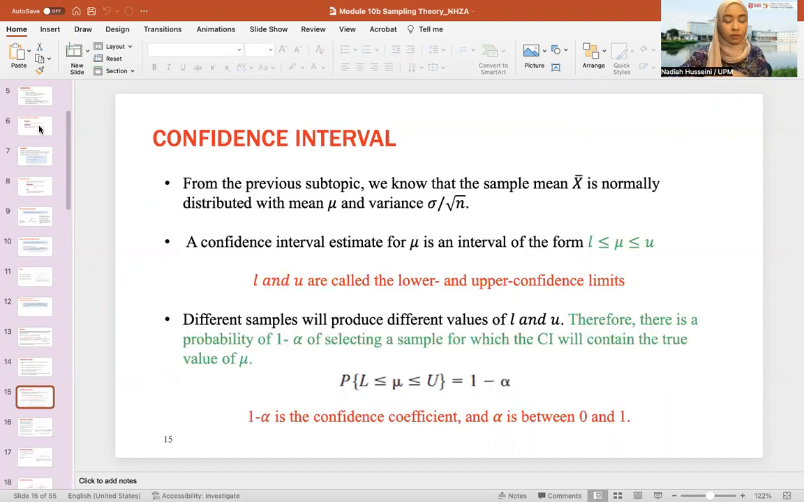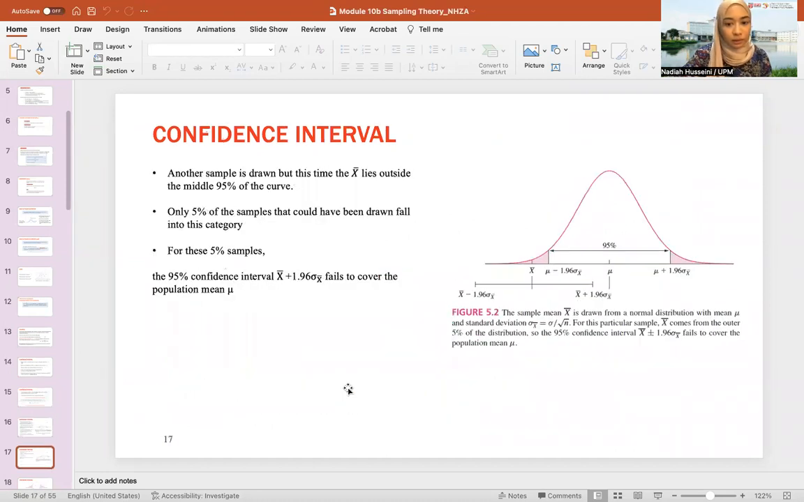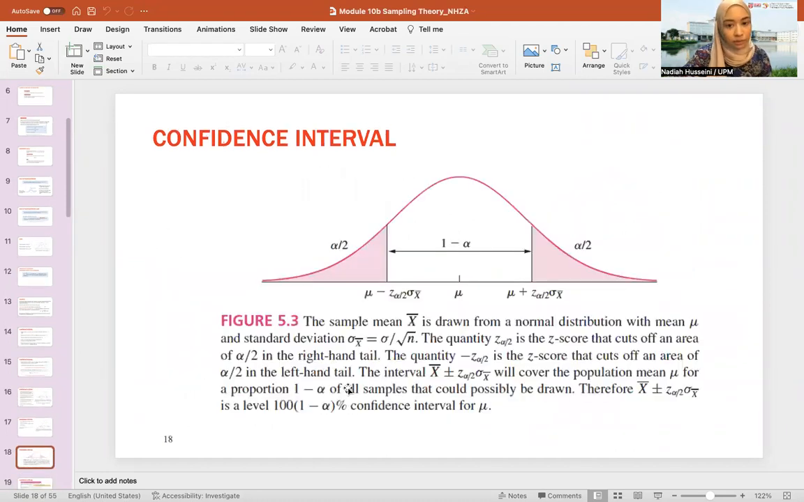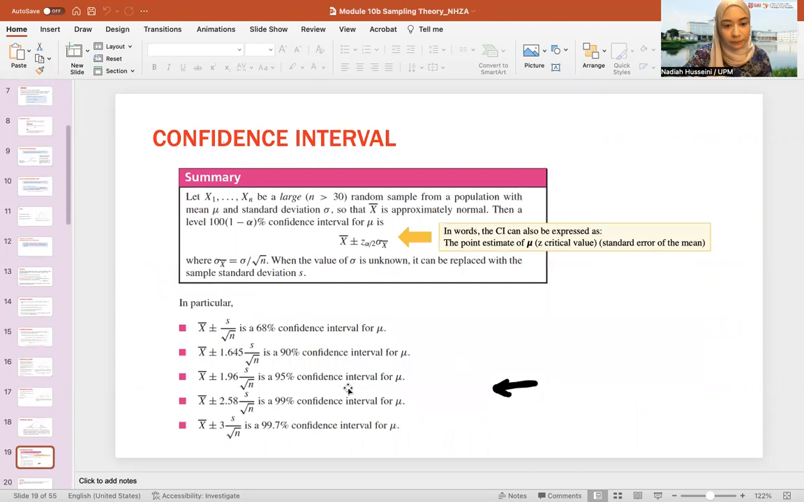And then we have 1 minus alpha as the confidence coefficient, and times it with 100, we get our confidence level, which is in percentage. And then what else did we talk about? I'm just going through the slides in a bit. And then we have these values that represent the percentage of the confidence interval.